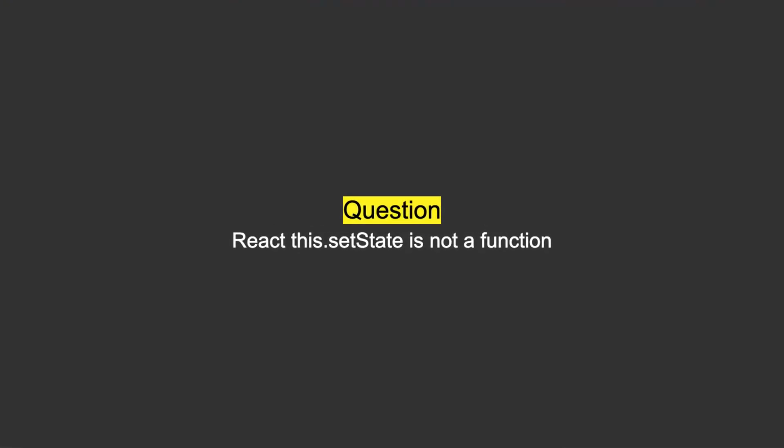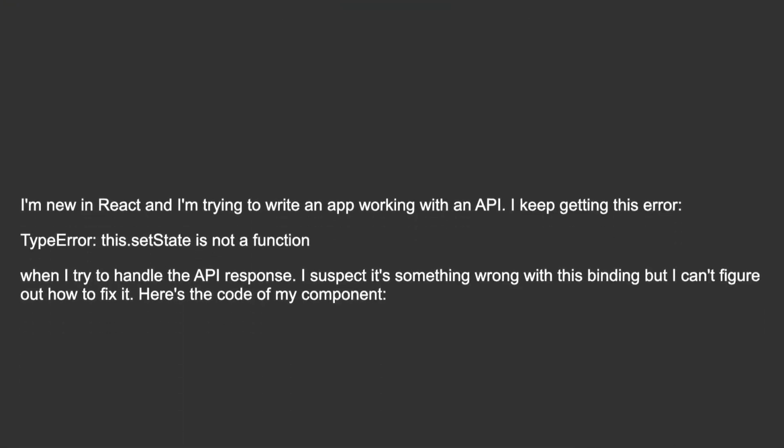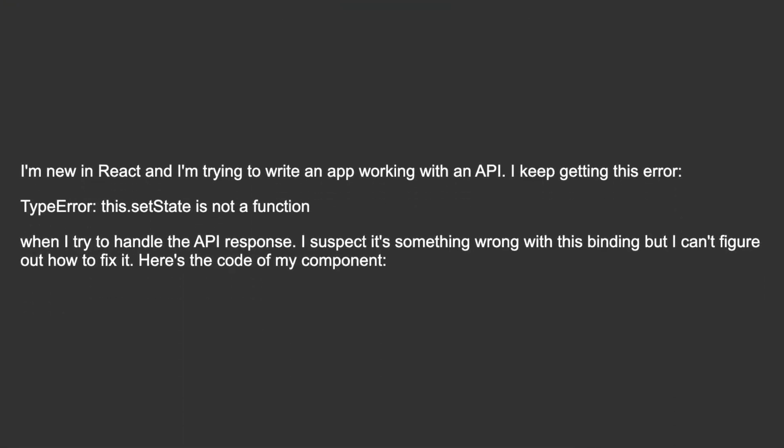React, this.setState is not a function. I'm new in React and I'm trying to write an app working with an API. I keep getting this error: TypeError: this.setState is not a function. When I try to handle the API response, I suspect it's something wrong with this binding, but I can't figure out how to fix it. Here's the code of my component.